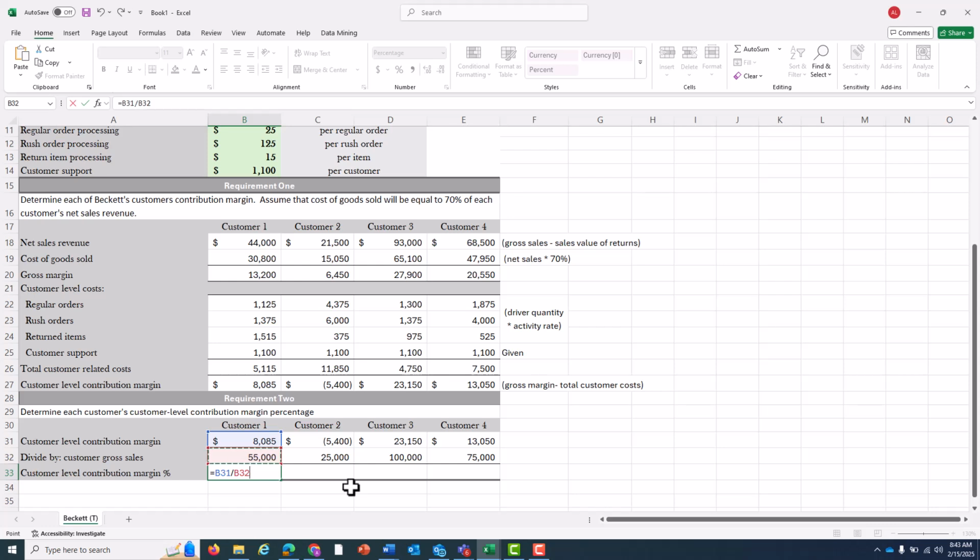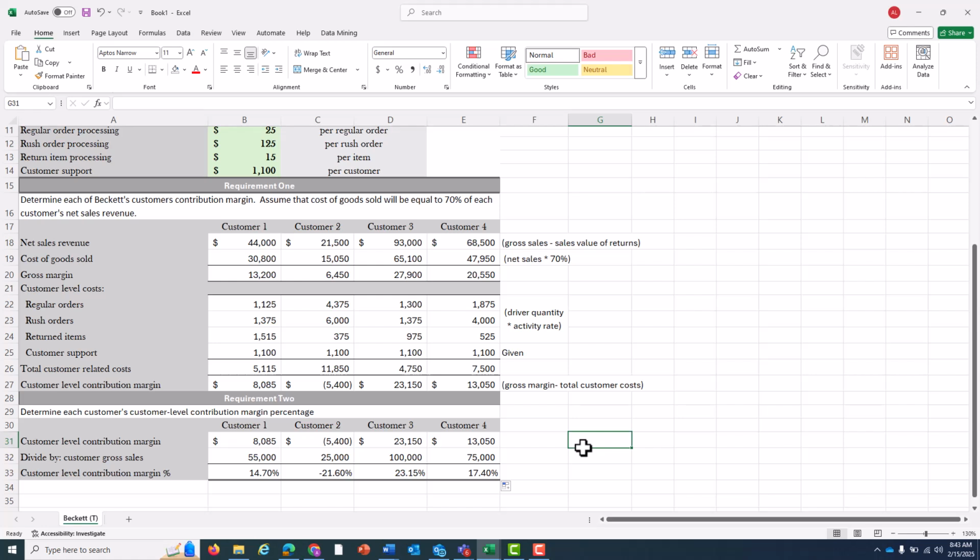And for customer 1, while we made $55,000 worth of gross sales to them, after accounting for the returns and the amount that we had to pay for cost of goods sold, and all the other customer level costs that we incurred, they only ended up contributing a little over $8,000 to our margin. So 14.7%, a little under 15 cents of every sales dollar that we made originally to that customer ended up contributing to our margin after we had recovered all of our costs. And I can just follow that same mathematical principle all the way down the line.